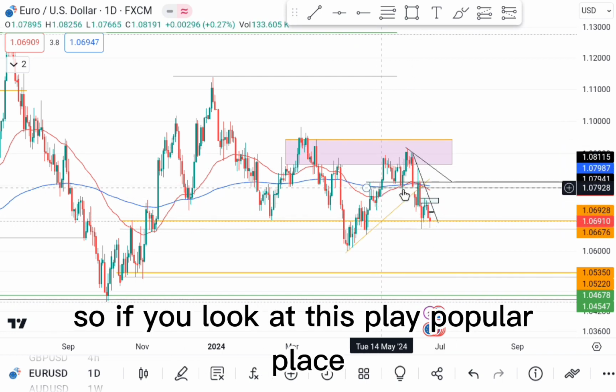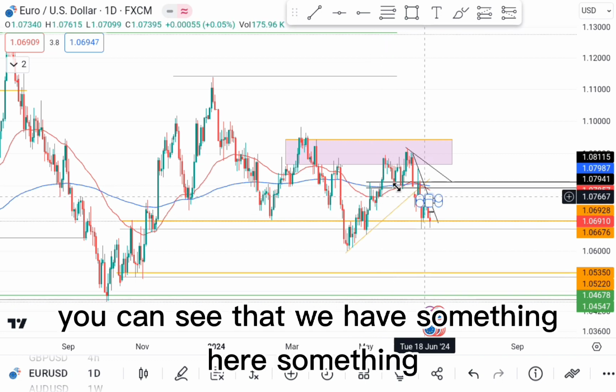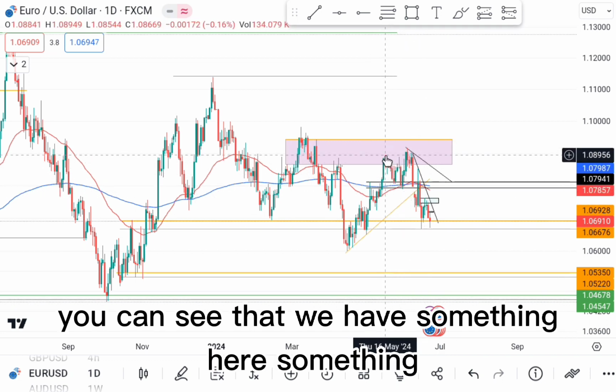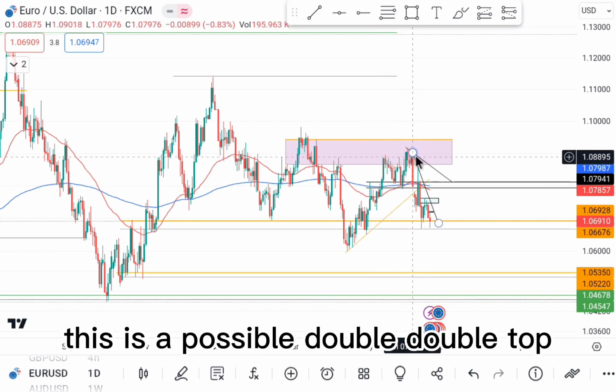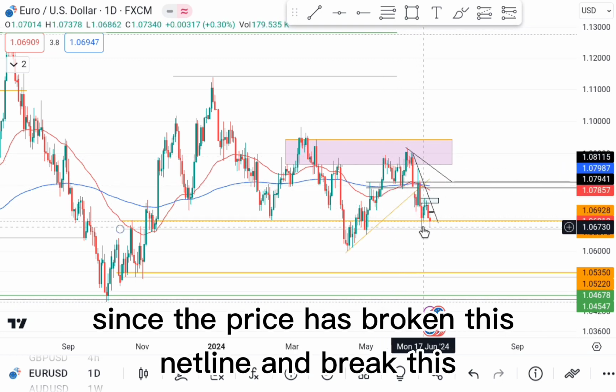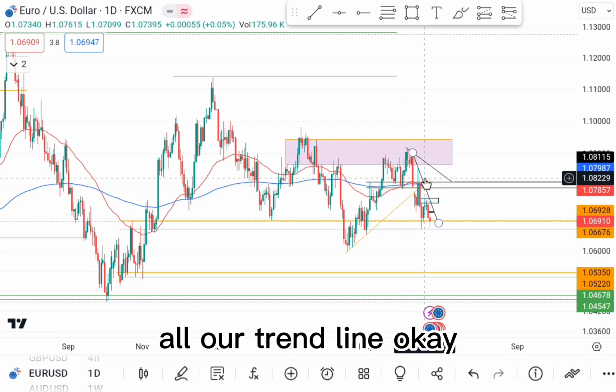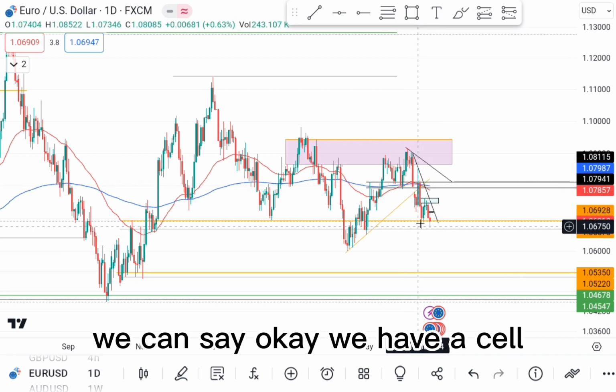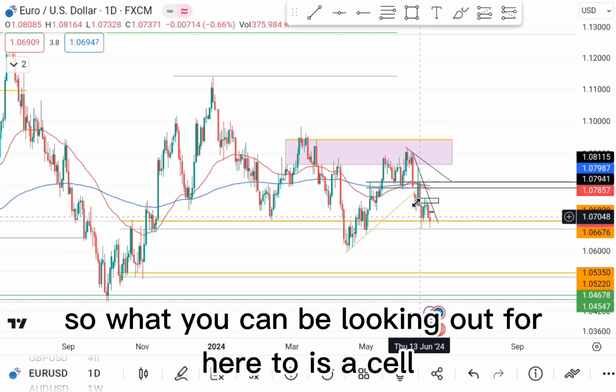Okay, so if you look at this particular place, you can see that we have something here. This is a possible double top. We can see this place as a neckline. So since the price has broken this neckline and broken our trend line, we can say we have a sell. So what you can be looking out for here too is a sell.